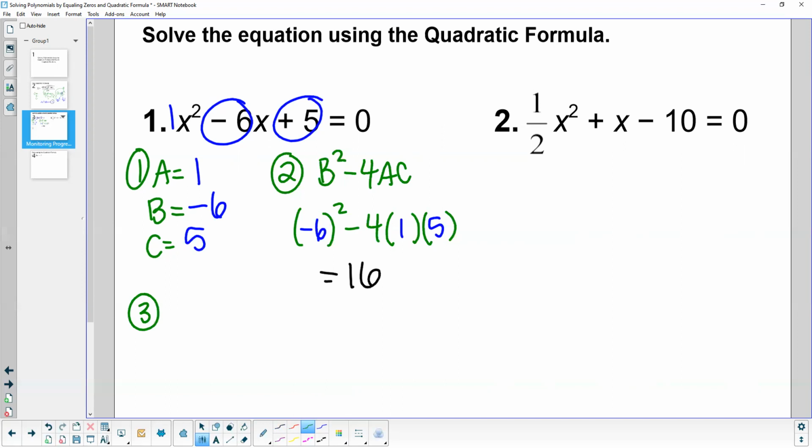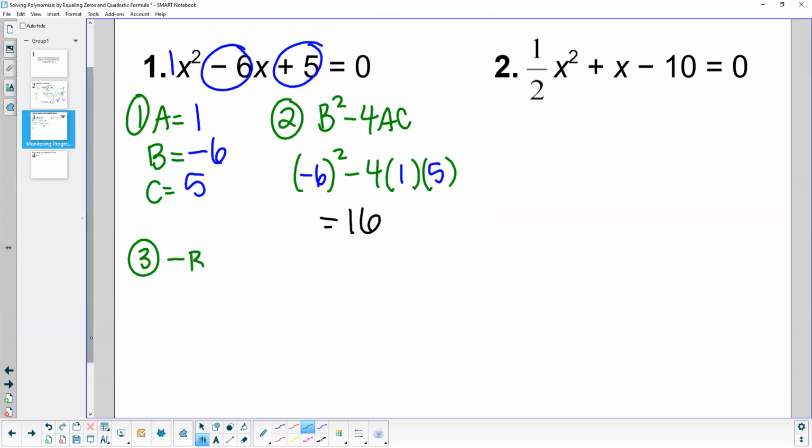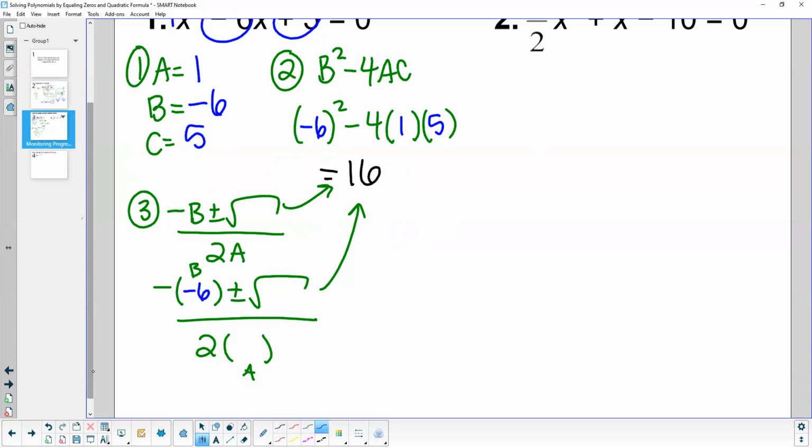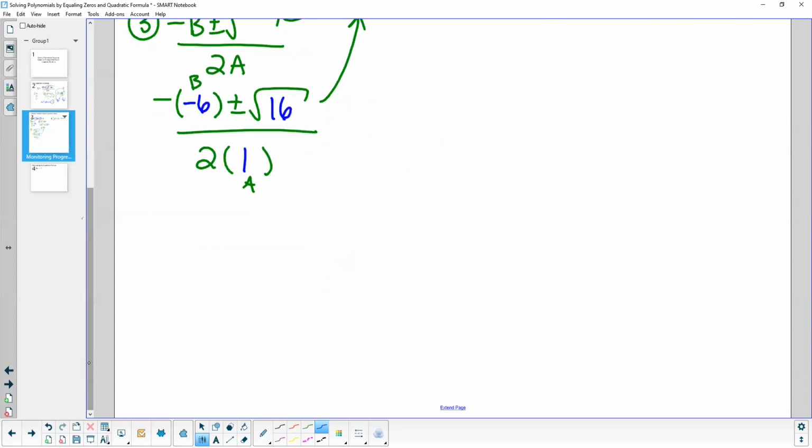As we do step 3, remember, it is the opposite of b plus or minus the square root of this thing divided by 2 times a. So this is a, this is our b. Remember, our b here is negative 6. Our answer inside our square root is 16, and a ended up being 1. So let's go ahead and simplify this one out.